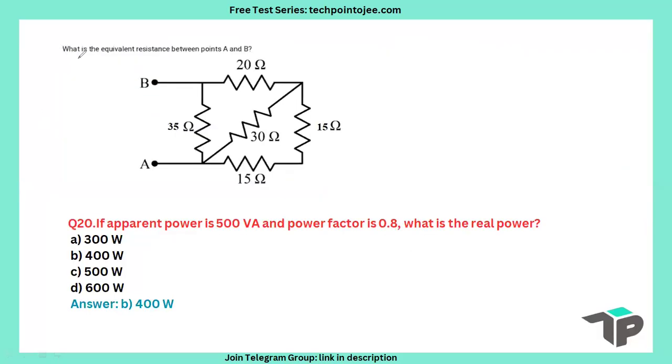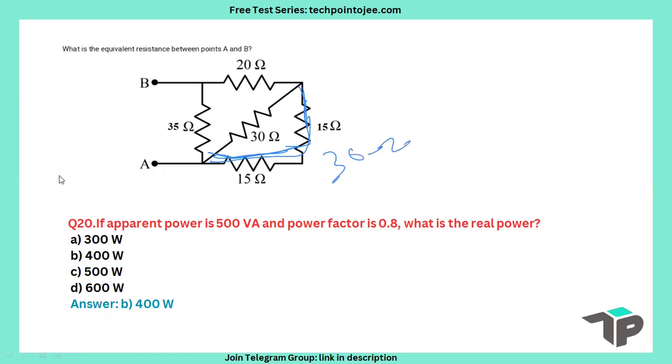Next question. Question number 19. What is the equivalent resistance between point A and point B? Whatever circuit is given, first you solve from this side and your answer will come. So clearly 15 and 15, these two are in series, because the same current flows through them. So 15 plus 15 is 30. So this whole resistance becomes a single resistance, value 30 ohm.